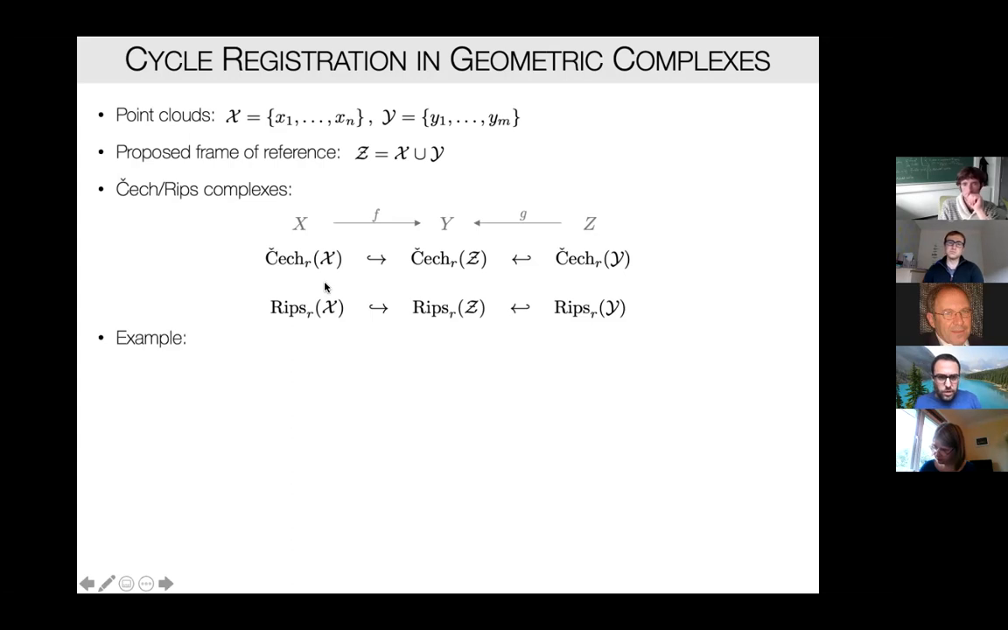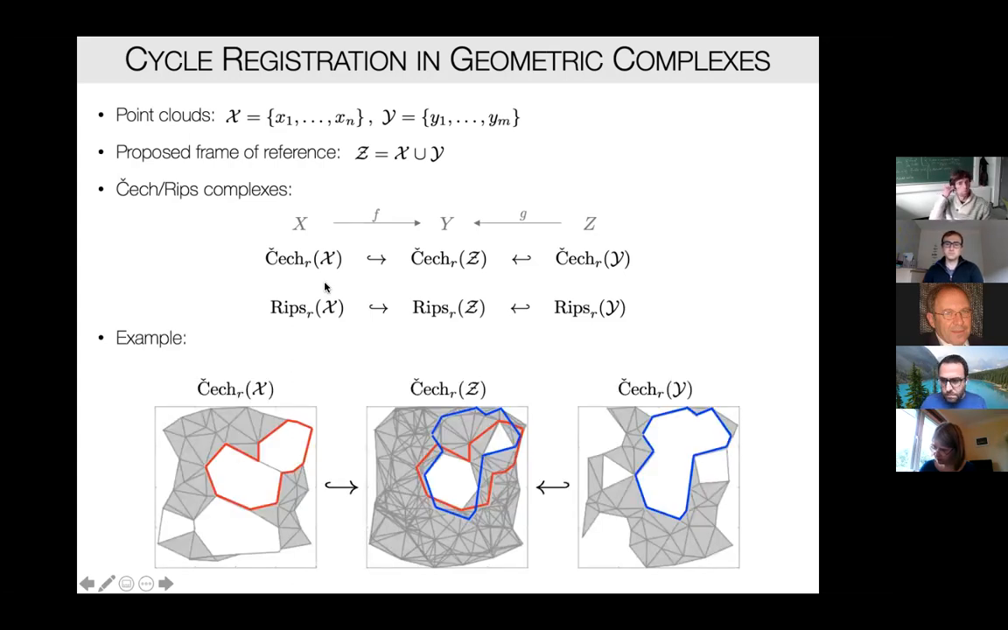So use this framework, and just again an example to have in mind. Let's say that you have point sets on the left. We compute the Čech complex. We find this red cycle. On the right, we have another set. We find the blue cycle.